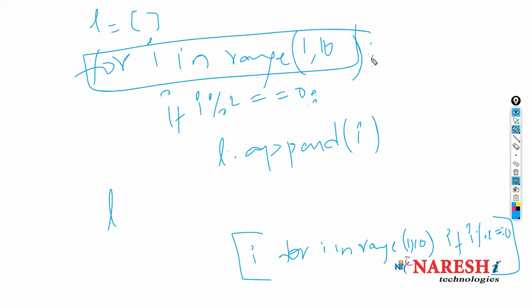Here no need of colons. You don't need to write the colons, and everything you can bring in a single line. Same thing, above code only. Same answer as this. Whatever you are going to get for here, list as 2, 4, 6, 8, same answer you are going to get here also: 2, 4, 6, 8. This is called list comprehension. Whichever you want to append, for loop, condition.